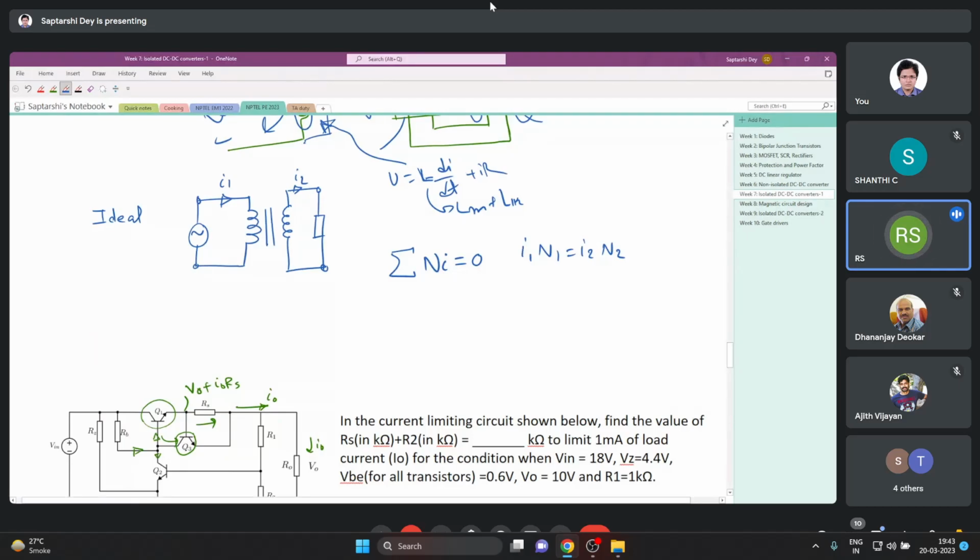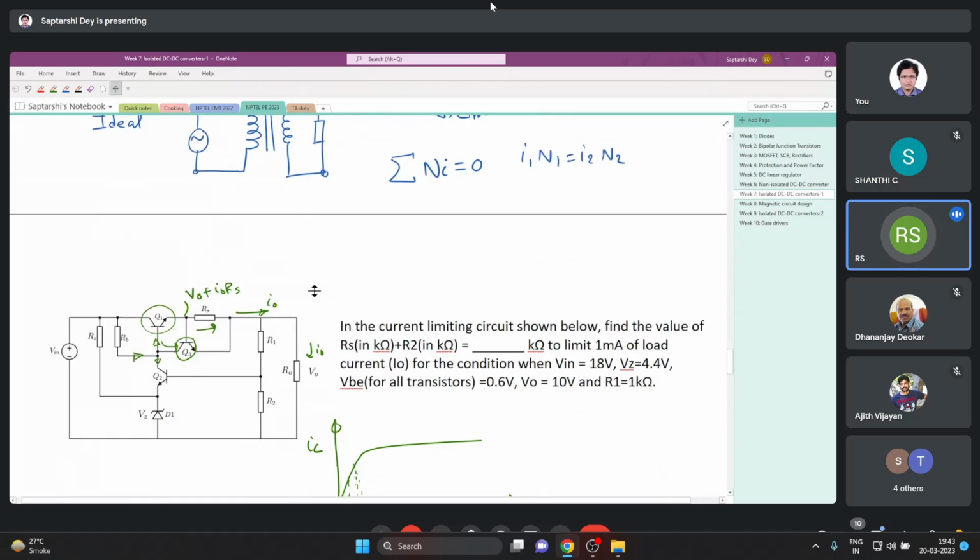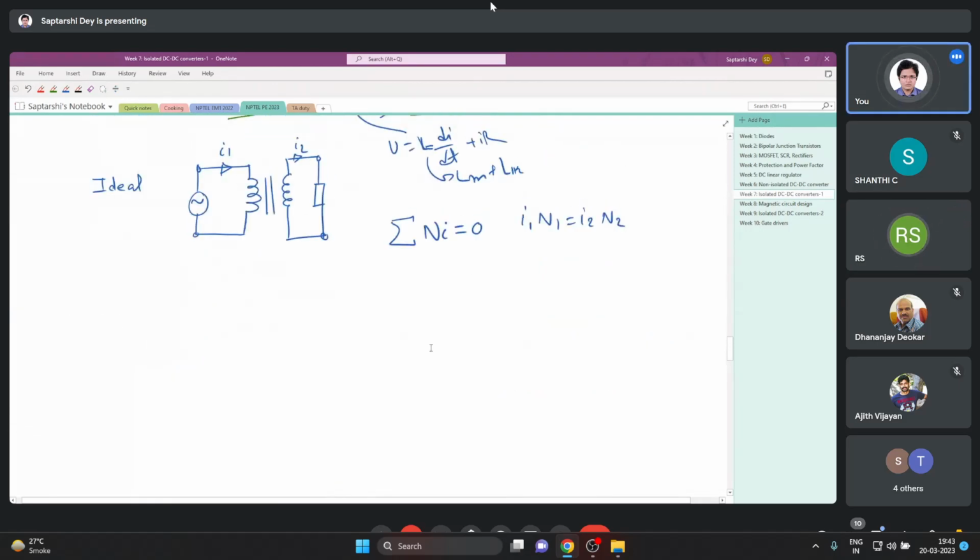Sir, this MMF summation Ni equal to 0 that you have written, will this relation be valid at every instant? Yes, it has to. This is nothing but Ampere's circuital law, integral H dot dl.